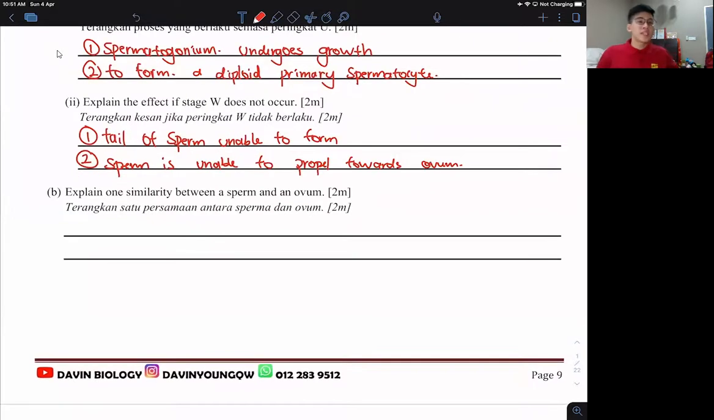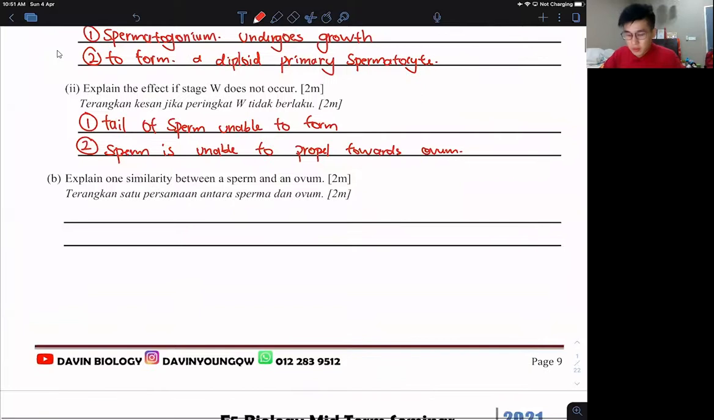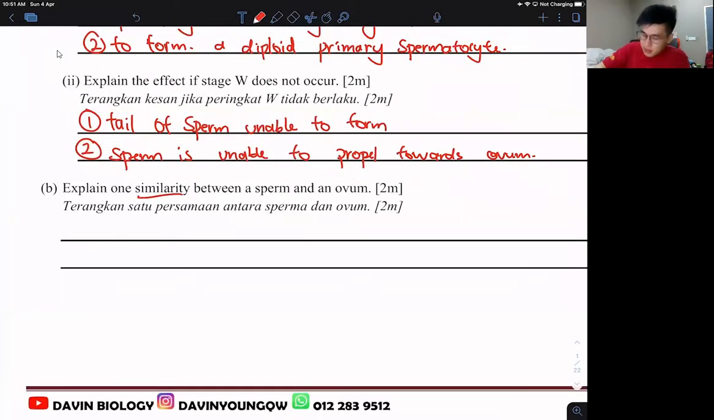Now, B, explain one similarity between a sperm and an ovum. Sperm and ovum, what similarity do they have? One very good answer: haploid is correct. They are both reproductive cells. They are both gametes. A lot of you say they are both gametes, but if you write only that, there's not much you can explain.